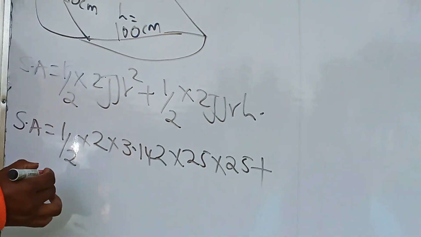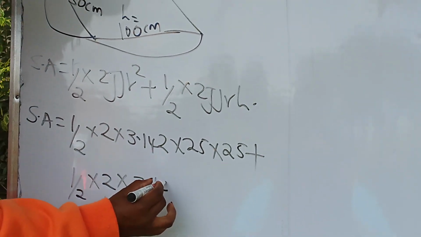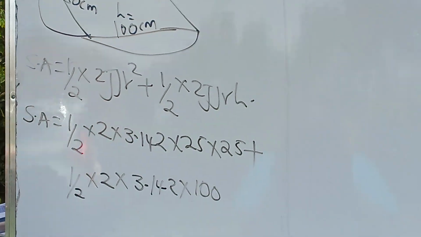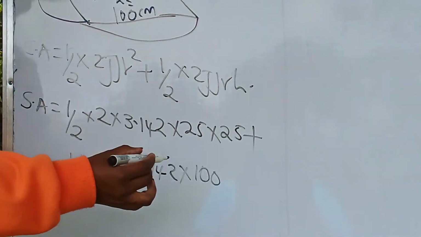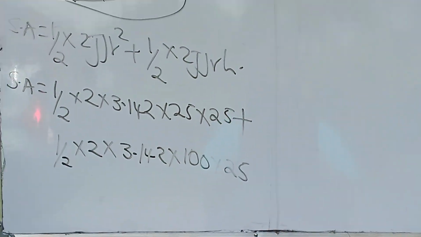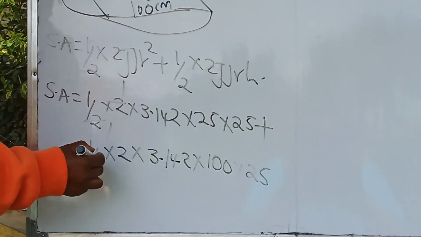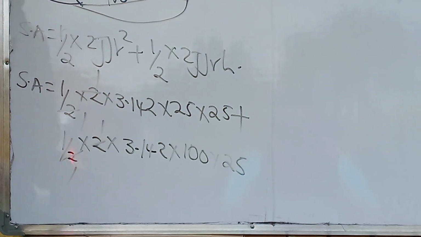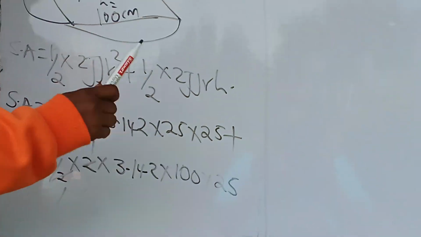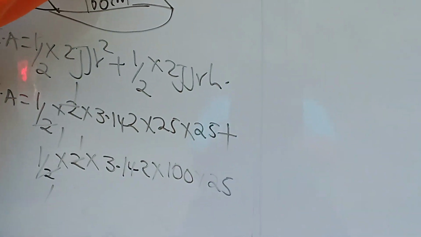half times 2 times 3.142 times the radius, which is 25, times the height, 100. The radius is 25 because 2 times the radius becomes the diameter. Are we together up to that point? Divide by 2 here, by 2 there. Now let's multiply 3.142 times 25 times 25, and 3.142 times 100 times 25. So the first one, what do you get?